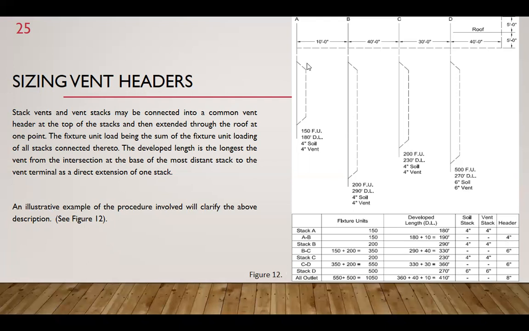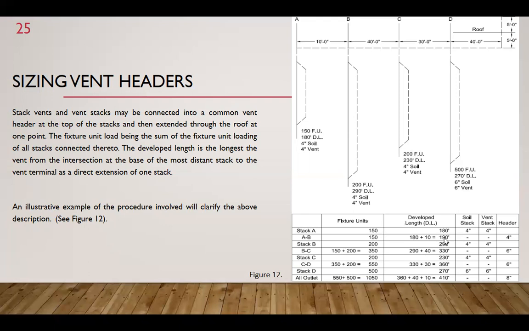Bend 5 yan. Stack B, 200. So, developed length is 290. So, 4 inches then. Bend stack 4 inches. Then B to C is 150 plus 200. Ilan na? Yan, magto-total. So, 350. And developed length mo is 290 plus 40 is 330 feet. Diba? Ito, 290 plus, tama.